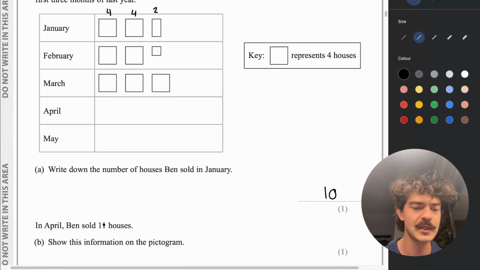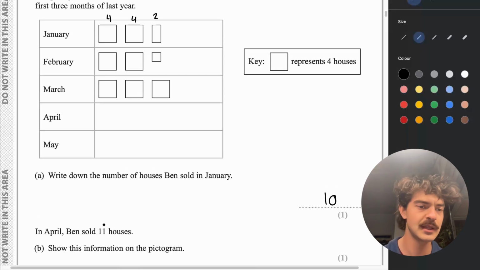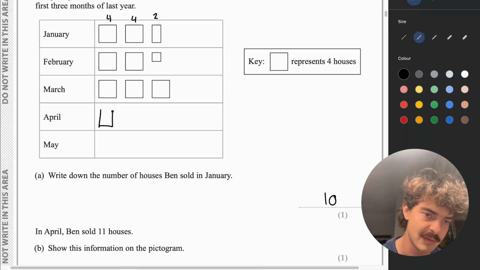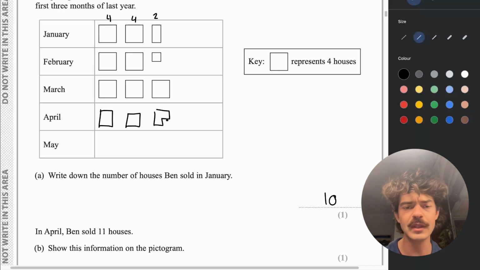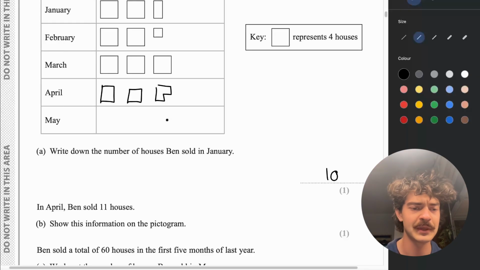In April, Ben sold 11 houses. Represent this. A big square is going to be 4 at a time. 4 plus 4 is going to be 8, and then we're going to need a 3 to represent the 11. Cool, there we go.